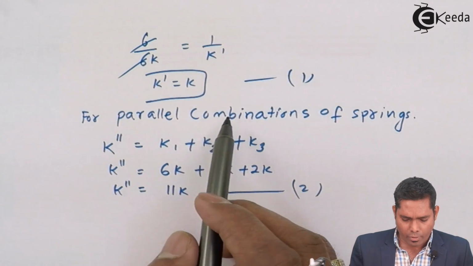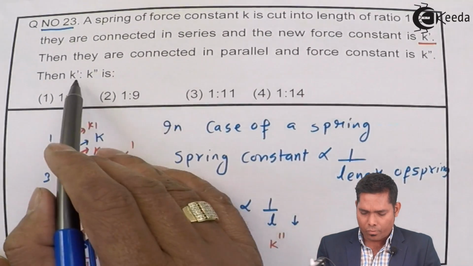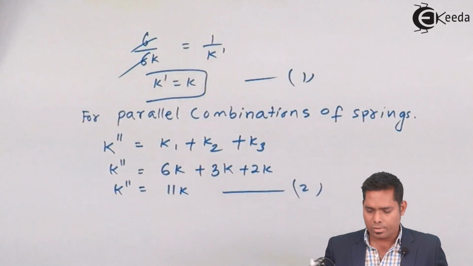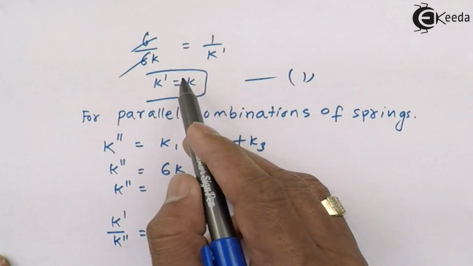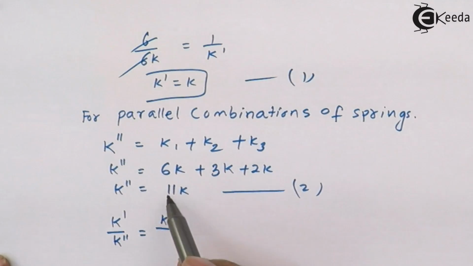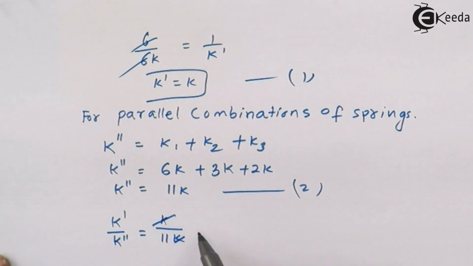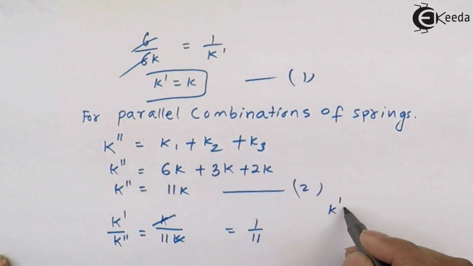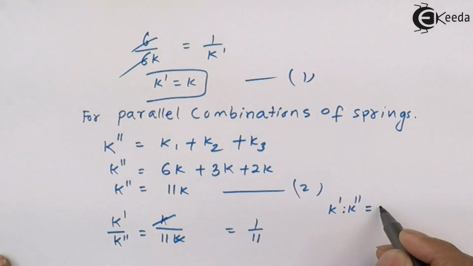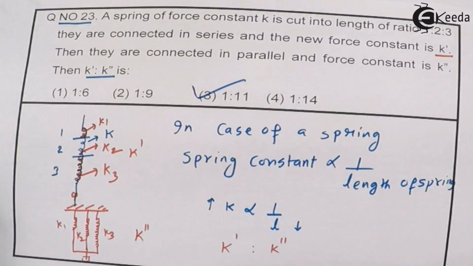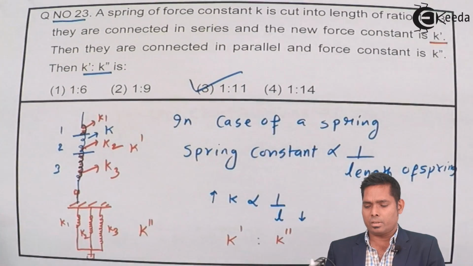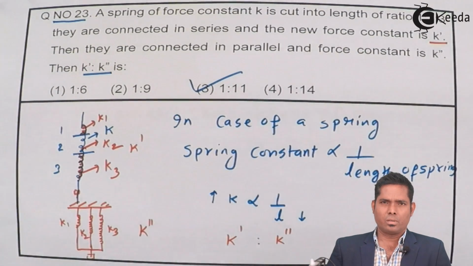Our question is to find the ratio of K dash over K double dash. K dash is K and K double dash is 11K. This K will cancel and this becomes 1 over 11. So K dash is to K double dash is 1 is to 11. This should be the answer to this question. 1 is to 11 is option number 3. So that is the correct answer. Okay, thank you.